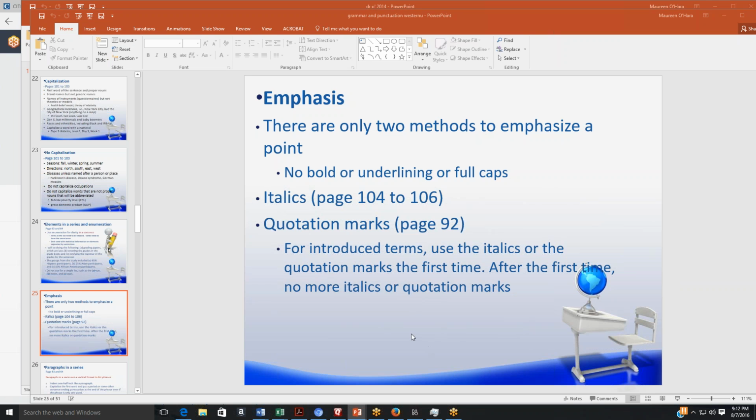So when you introduce a term, whether you use quotation marks or italics, you only use the quotation marks or italics the first time, and then after that you just use the word.